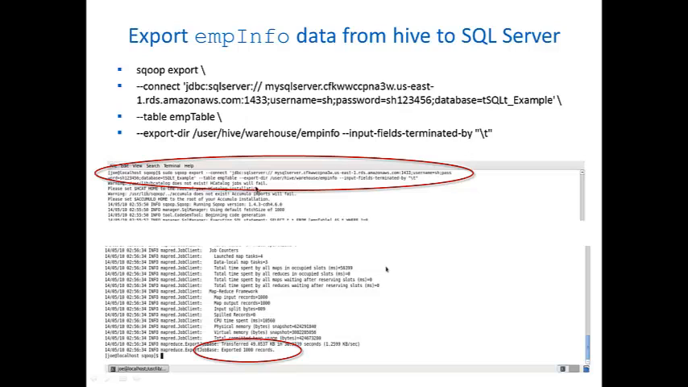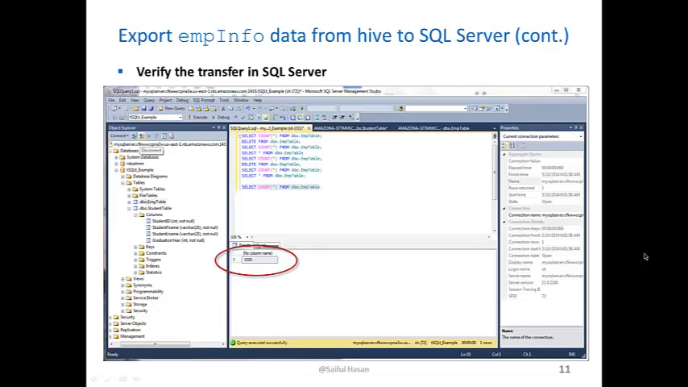We issue the command, it goes through the MapReduce cycles, and it shows it exported 1000 records back to SQL Server. So now we check the data from Hive in SQL Server, and it shows that it has 1000 records sitting in SQL Server.